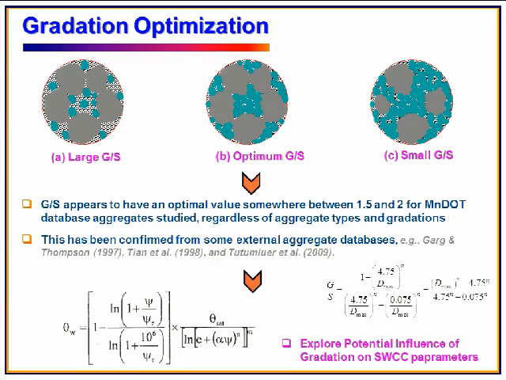For example, right now we identified the G/S ratio, calculated from the formula listed in the bottom right. It tends to have an optimum value between 1.5 and 2 to achieve better shear strength performance. And these findings have also been confirmed from some external aggregate databases, for example, Professor Thompson's database in 1997, and our own database from 2009.